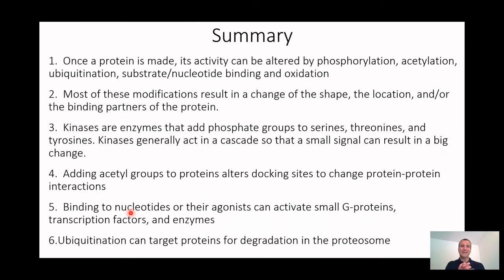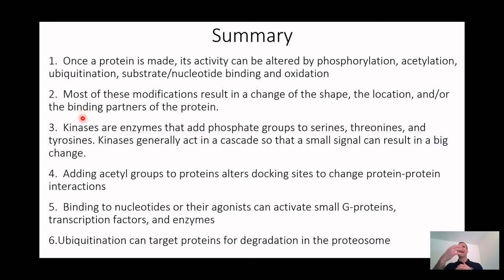So in summary of this overall lecture on translating protein, making that protein, and then post-translationally modifying it: once we make a protein, its activity can be altered by phosphorylation, acetylation, ubiquitination, substrate or nucleotide binding, and oxidation. Most of these post-translational modifications change the shape, the location, and/or the binding partners of that protein. And it also changes the activity in many cases. So it can really do four things: change the activity, shape, location, and binding partners.